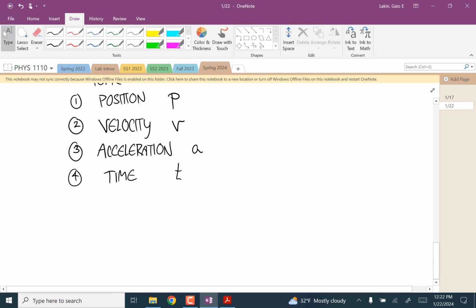And so the first thing I want to talk about is position. So we're just going to define position. And this is sort of the first place where there's something kind of different about physics from other sciences, and that's how connected physics is to math.